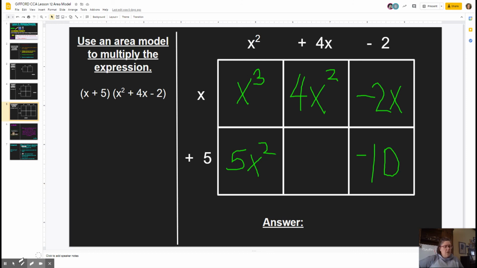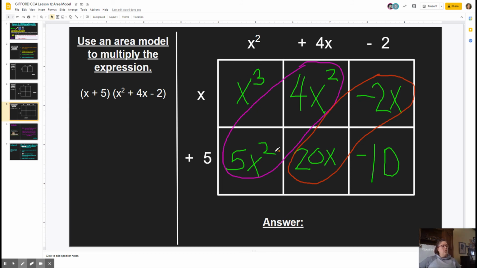Then after you find the area of each space, like we've talked about, then you look for like terms. In this case, they're on the diagonals, and it totally depends on what different parts you have. But I've got 5x squared and 4x squared. And then I also have 20x and negative 2x. So I've got to simplify those. But I also see that I've got x to the third. There aren't any other x to the thirds. And I've got negative 10.